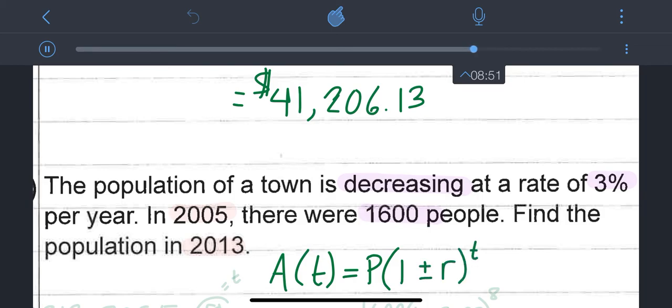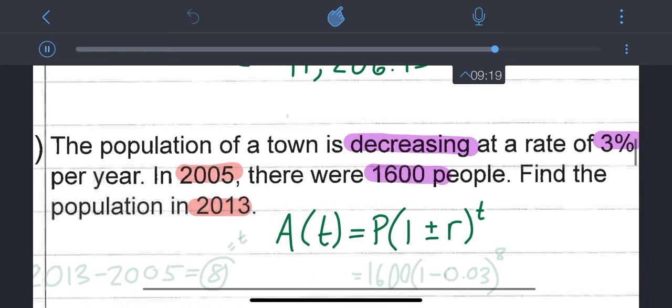Okay, so this problem says the population of a town is decreasing. I'm going to highlight that. It's one of my keywords. Decreasing at a rate of 3% per year. In 2005, there was 1,600 people. Find the population in 2013. Okay, so they are kind of hinting at our time here. They tell us we're starting at 2005 and we're ending at 2013.